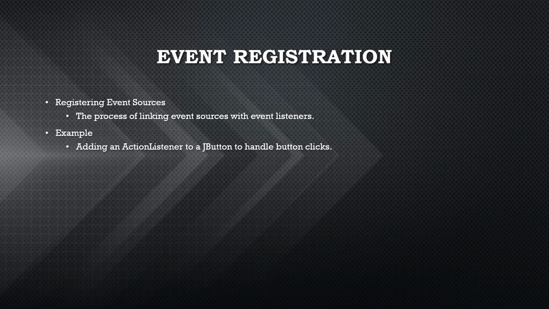This mechanism allows applications to respond dynamically to user interactions, making event sources essential for creating responsive and interactive user interfaces. Event registration is the process of linking event sources with their corresponding event listeners, enabling the listeners to respond to events generated by the sources. This involves registering an event listener with an event source so that when a specific action occurs, such as a user interaction, the appropriate listener is notified. For example, when you add an action listener to a JButton, you are effectively registering that listener to handle button clicks. This setup allows the application to execute specific code in response to the button being clicked, creating a dynamic interaction between the user and the interface.